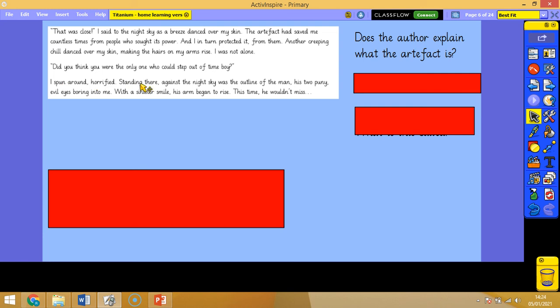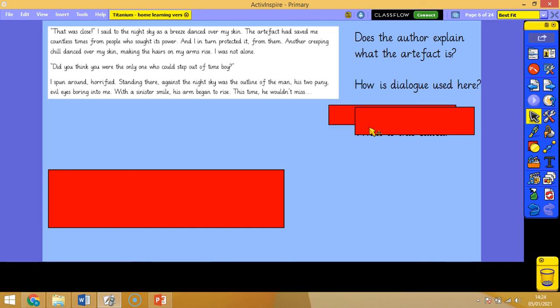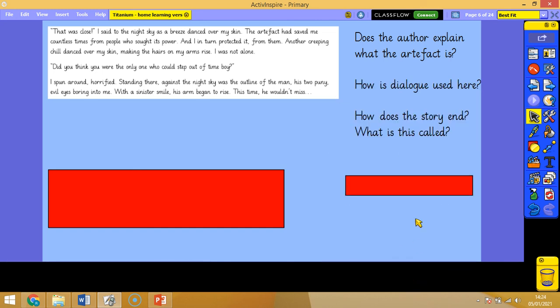As he spins around, horrified, we've got the outline of the man, his two puny evil eyes, again repeating himself from before, so that you know it's the same man. And his arm begins to rise, similar to before as well. And then we end with this: this time he wouldn't miss. So this at the end, this time he wouldn't miss, and this is the end of the story now.